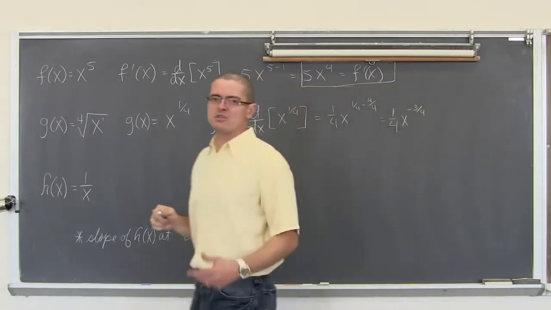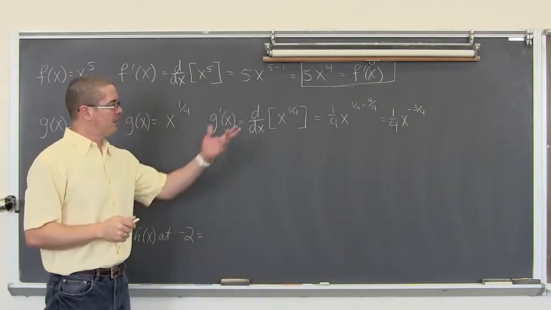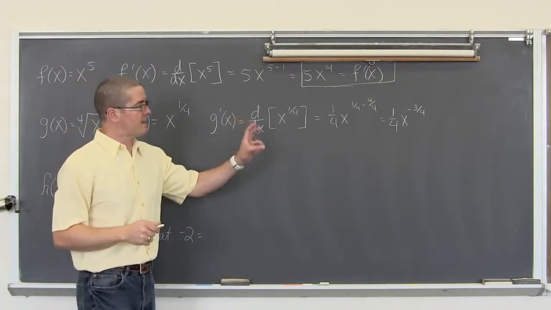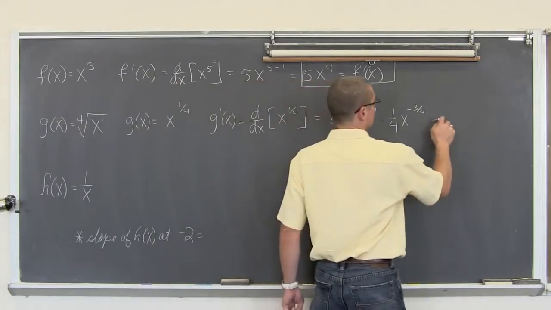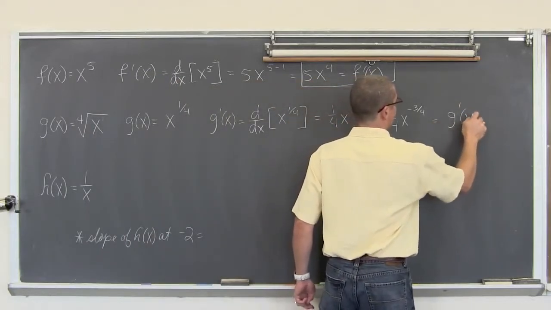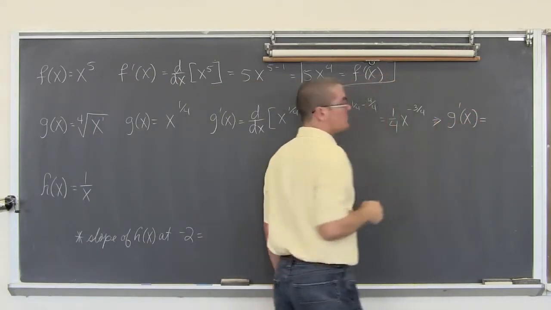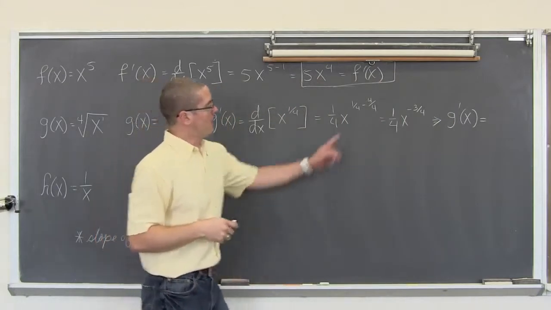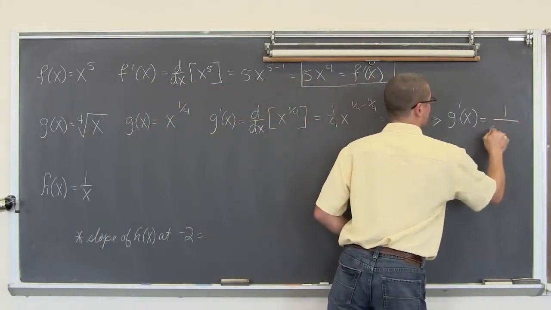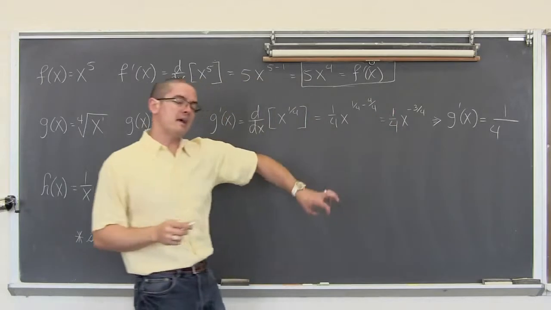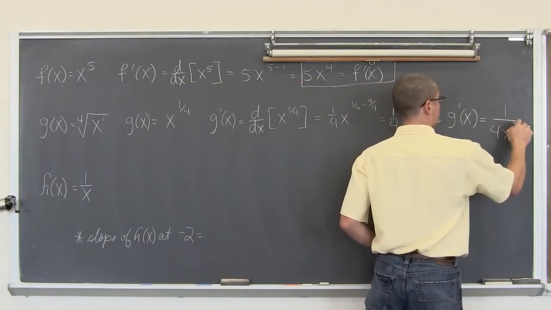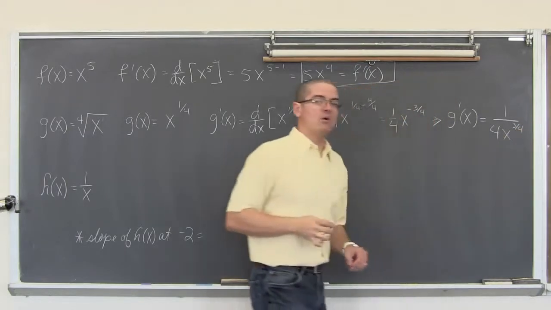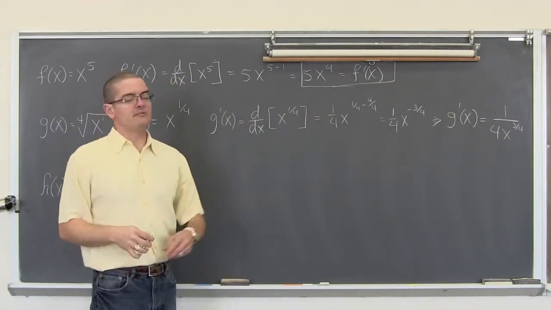Alrighty, well, we don't usually want to leave negative exponents, so I'm going to take that x to the negative 3/4 and drop it to the bottom and have g prime of x is equal to 1/4, and taking that x and dropping it to the bottom, we get 1/4 x to the 3/4 power. And that's a perfect way to leave your answer.